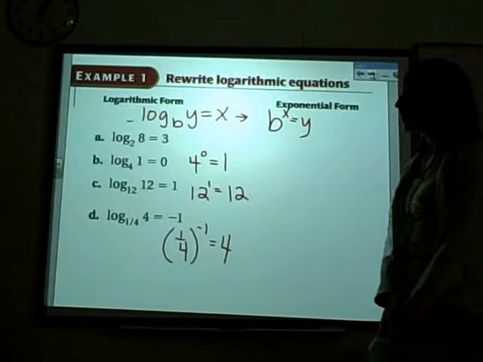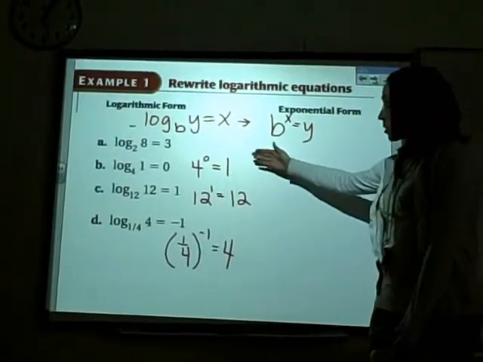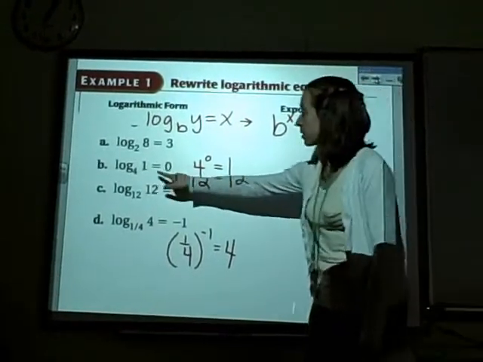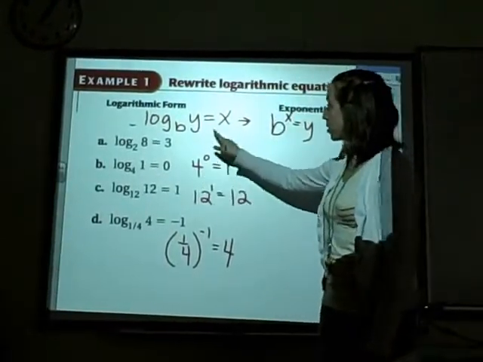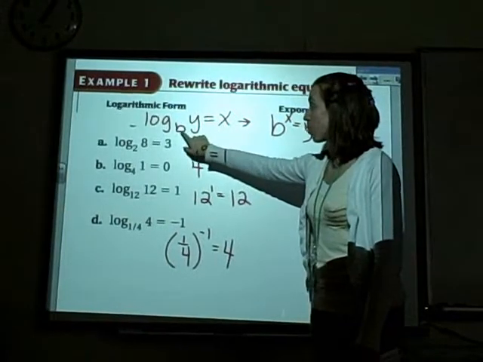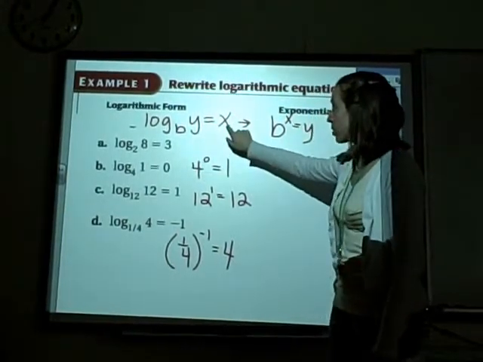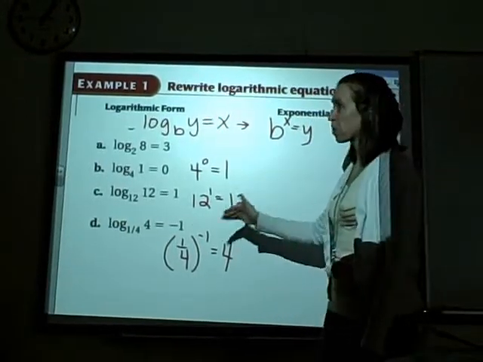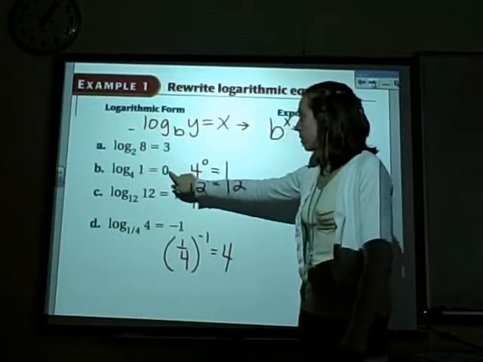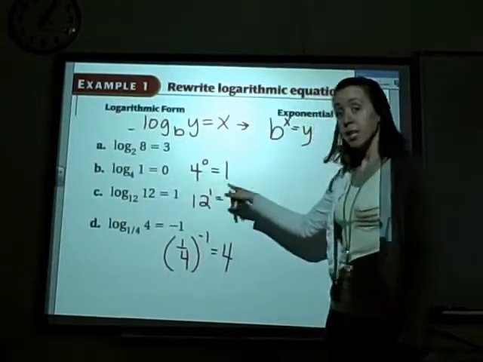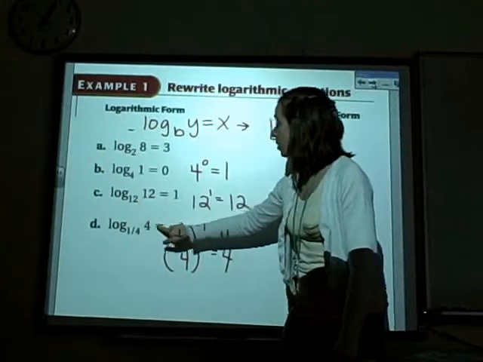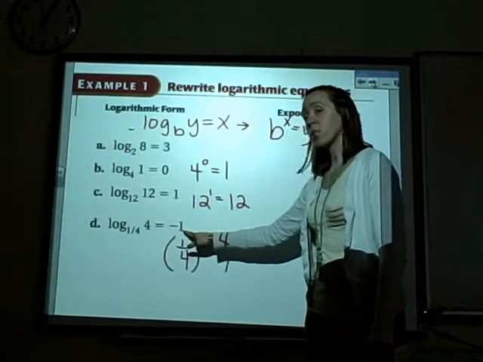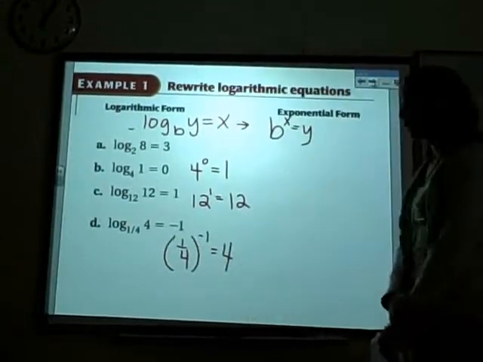Okay, so as you can see, we wrote the answers for B, C, and D. Make sure you're following the formula: your base raised to your answer. The base of our logarithm is raised to the answer, and it equals whatever is back in your logarithm. It's kind of like a pattern even. 4 to the 0 power equals 1. That is true, so we did it correctly. 12 to the first power equals 12. 1/4 to the negative 1 equals 4.